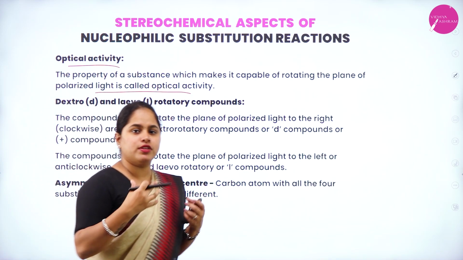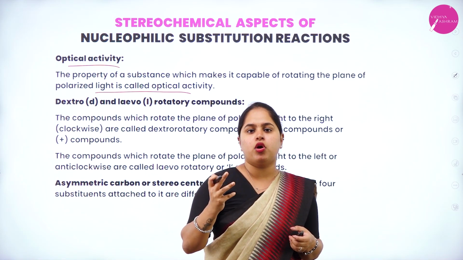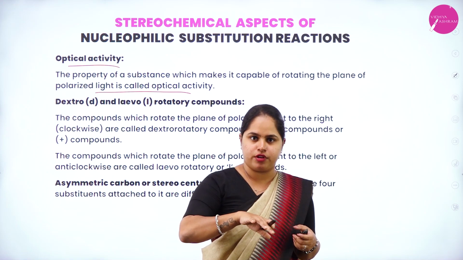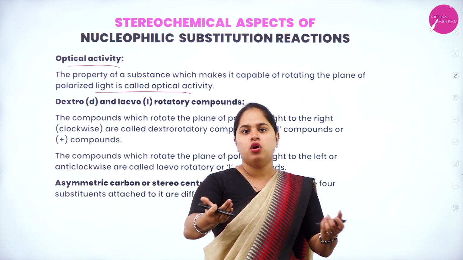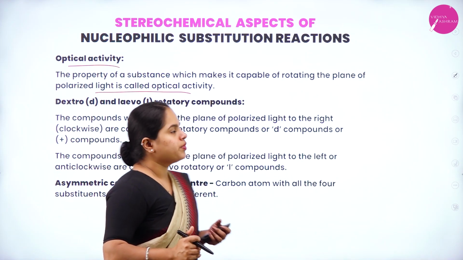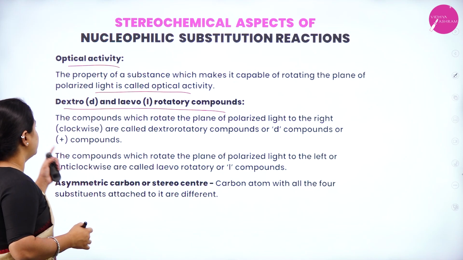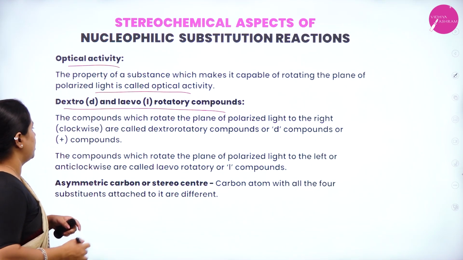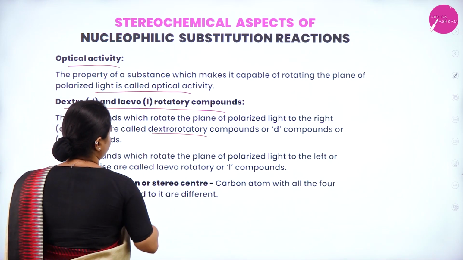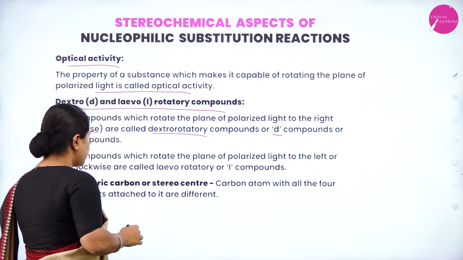So, these compounds which have the ability to rotate the plane polarized light either towards the right or left should have that ability. Those compounds are said to show optical activity. Now, moving on to the next one, dextro and levorotatory compounds. The compounds which rotate the plane of polarized light to the right or clockwise are called dextrorotatory and they can be mentioned as D or plus compounds.